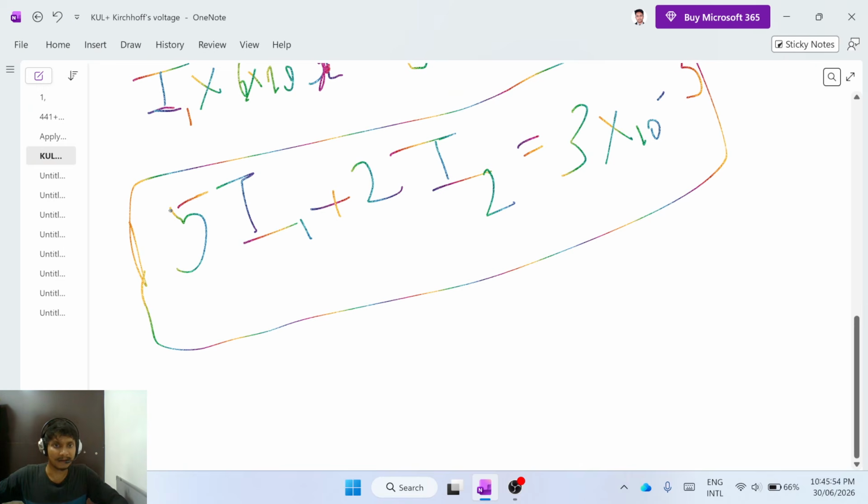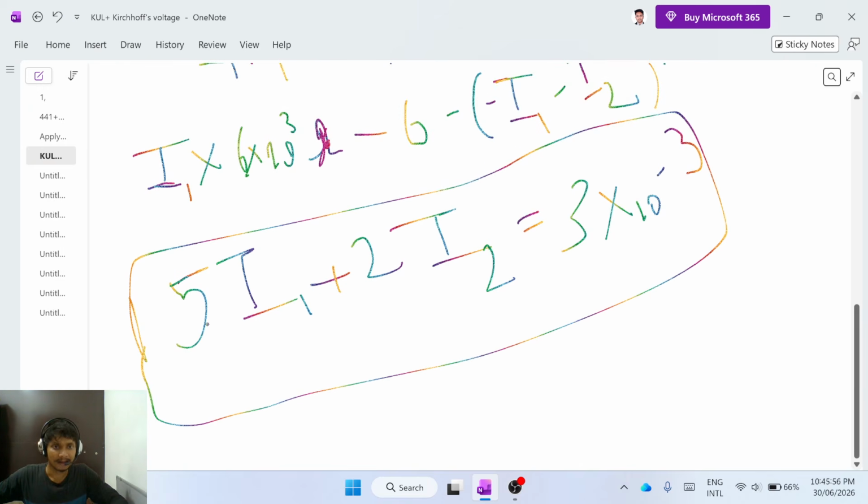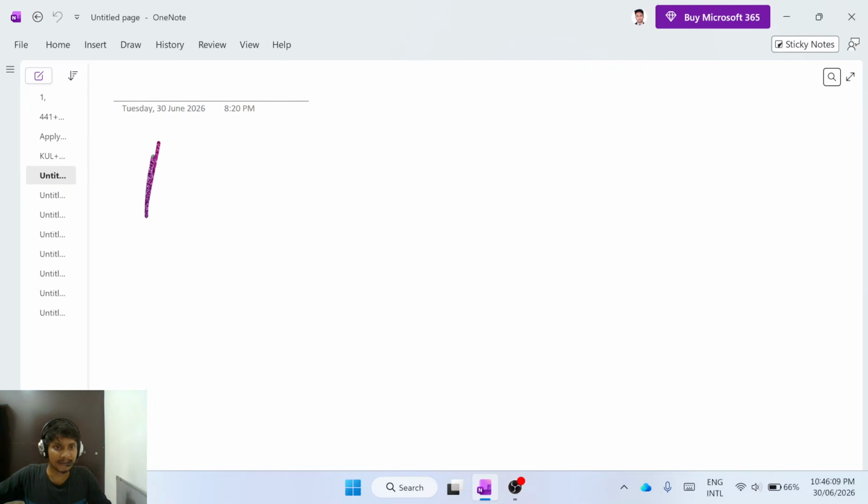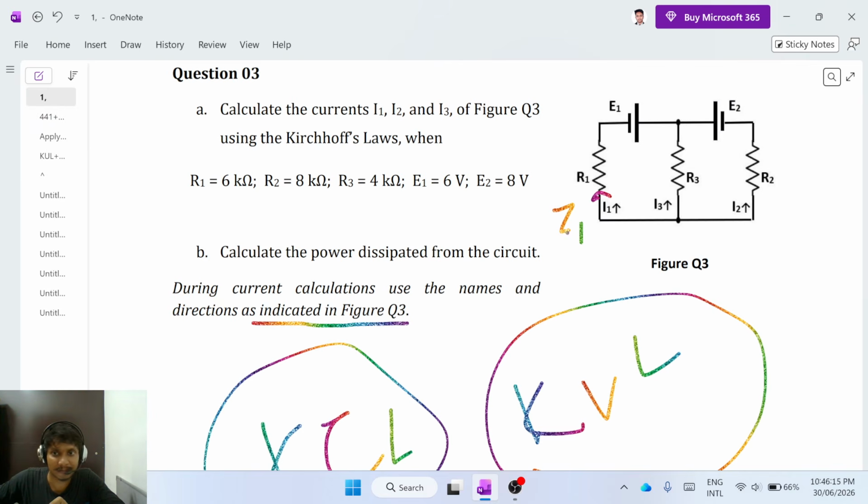Finally, we get the final equation that 5I1 plus 2I2 is equal to 3 into 10 to the power minus 3. I name this equation as 1. Now we are going to apply the KVL to the big loop.